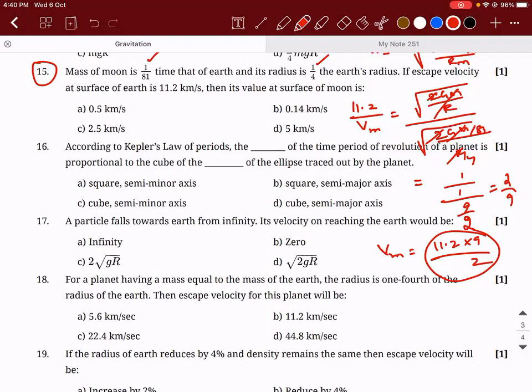Sir, how is the escape velocity of moon greater than Earth? That's what, that's why I'm checking.